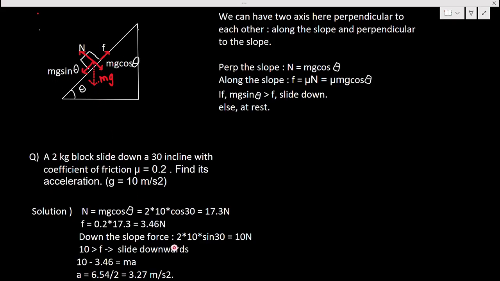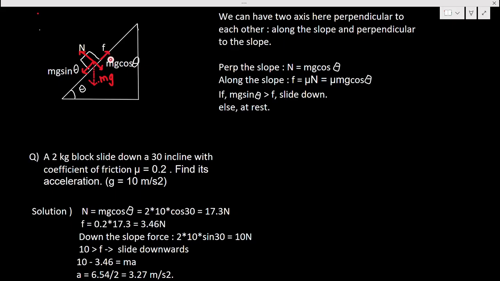Now, what will be the force down the slope? The force is mg sine theta. So m is 2, g is 10, and sine 30 is 1 by 2. So it becomes 10 Newton, right? So what we see is that the force down the slope is more than friction. The friction is 3.46 Newton, and mg sine theta is 10. So there has to be a motion in the downward direction.